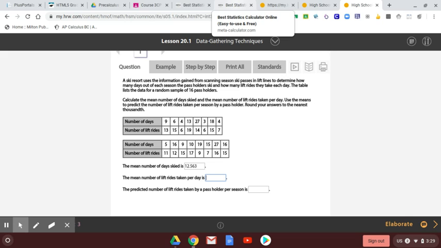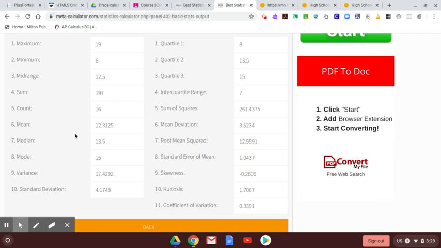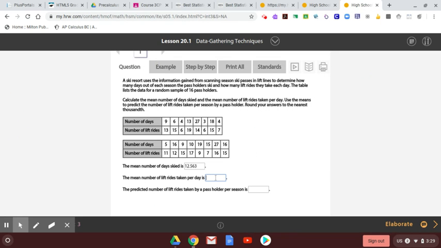Now we're going to go down here for the second one. They wanted the mean number of lift rides. So now the number of lift rides, this is the second row of data. I also typed this in under our calculator. So there's our 16 pieces of data that I've already typed in. I just have to click on Calculate Statistics, and we're looking for our mean, 12.3125. So again, we want to round this one up to a 3, so 12.313.